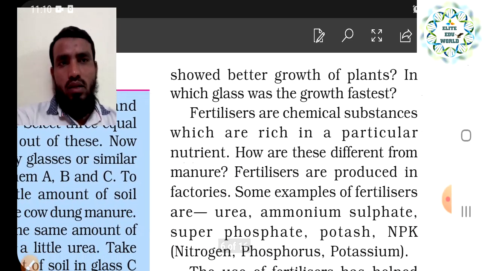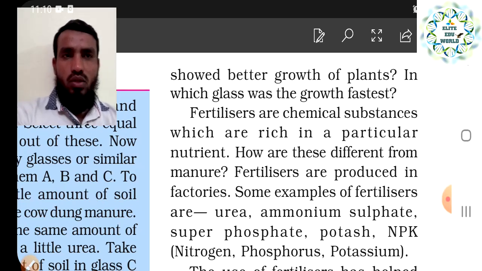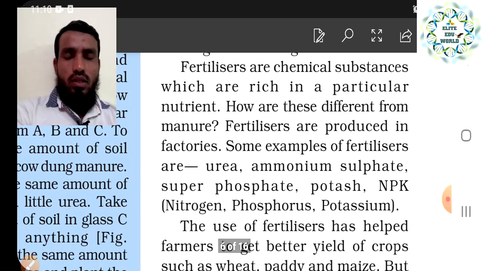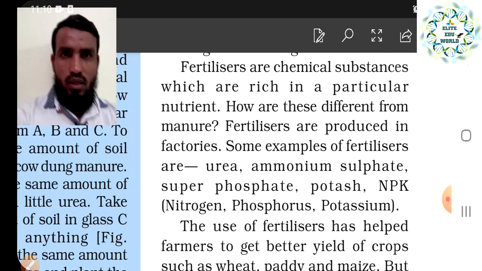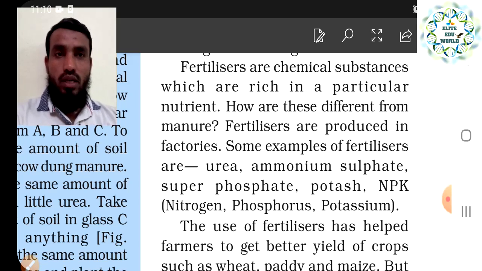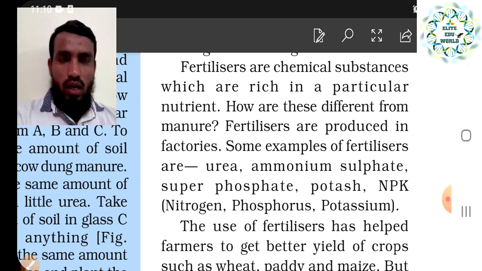So what showed better growth? Definitely cup B, which has the urea, will give you more and more growth. Such glasses showed growth first. Now we will start with fertilizers, chemical substances which are rich in particular nutrients. Fertilizers and manures both are rich in nutrients that are required by our soil and by our plants for our crops.